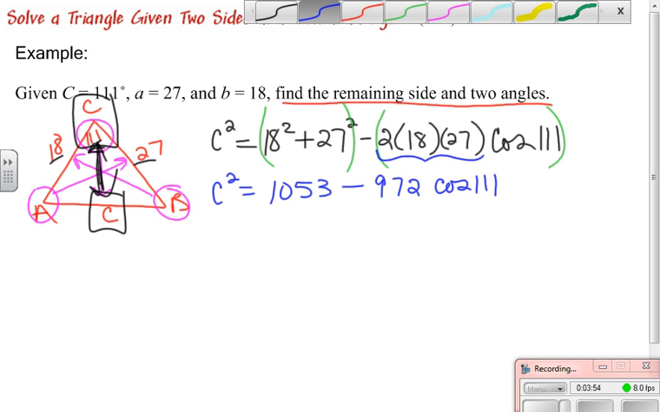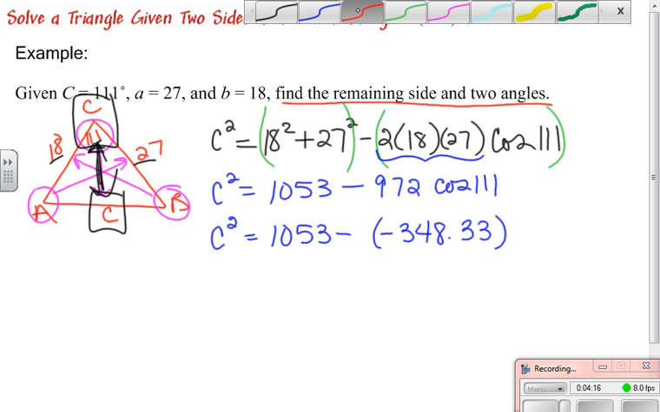Now if you think about it, the cosine of 111 is in quadrant 2, which means the cosine is going to be negative. So I have c squared is equal to 1053 minus, when I multiply 972 times the cosine of 111, I get negative 348.33. Minus a minus is plus, and so c squared is equal to 1401.33. Take the square root of both sides, and c is 37.4.